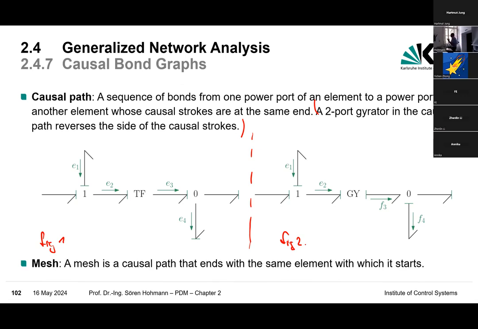And now this is not so problematic, but it helps to understand a mesh. A causal mesh is called that where the causal path ends where it starts, just with its element.